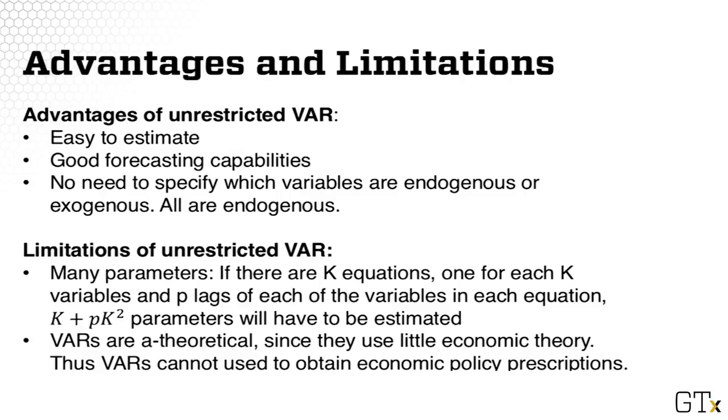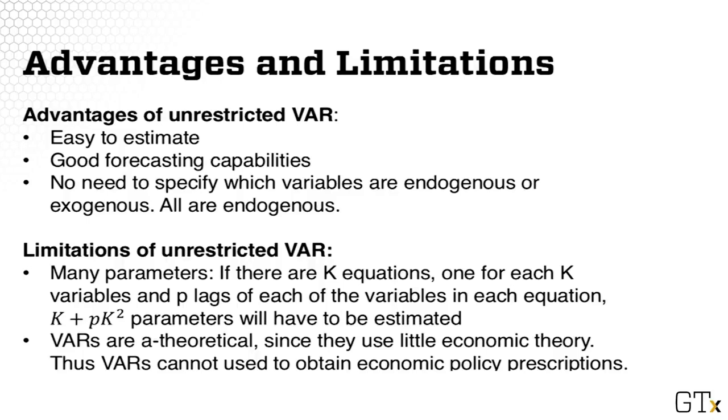But the VAR model doesn't have only advantages, it also has some limitations. Some of the advantages are that it is easy to estimate, it has good forecasting capabilities if there is a relationship between time series, and there is no need to specify which variables are endogenous and which are exogenous. All are assumed endogenous. I will introduce the concept of endogeneity in a different lesson when I discuss Granger causality, but in short, it means that the unrestricted VAR assumes that each time series will have a lagged relationship with all of the other n-1 time series.